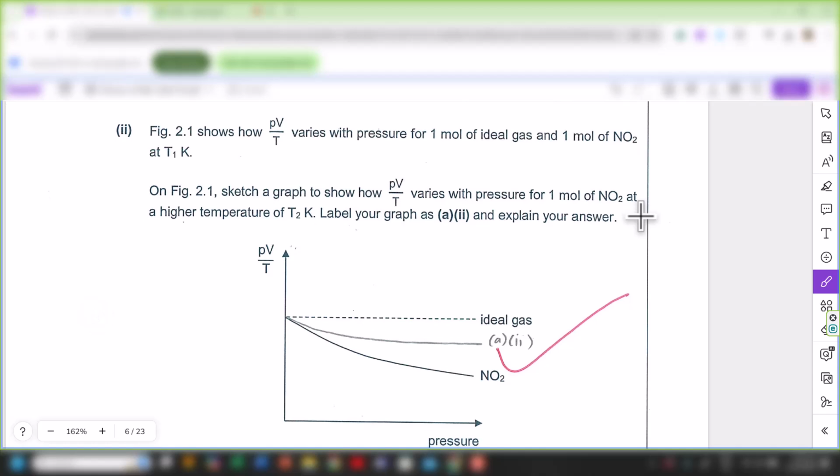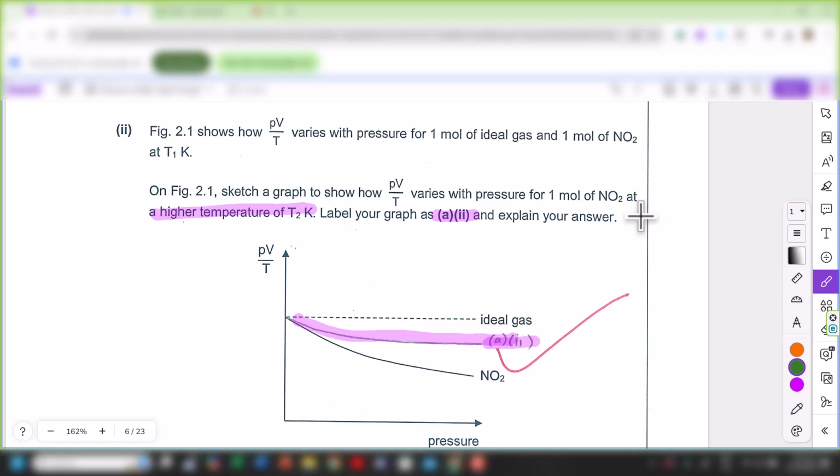Part 2, PV over T. So this is ideal gas. Then they show how it varies with temperature for 1 mole of NO2 at a high temperature. So you have to read it carefully. The question asks you to sketch at a higher temperature. So remember this, it's at a higher temperature. Label as A2. So we are looking at a higher temperature, not a lower one.